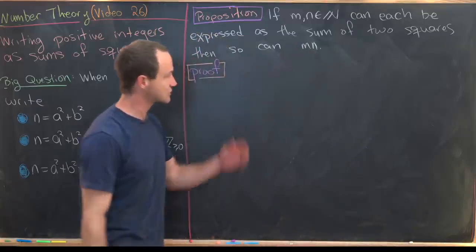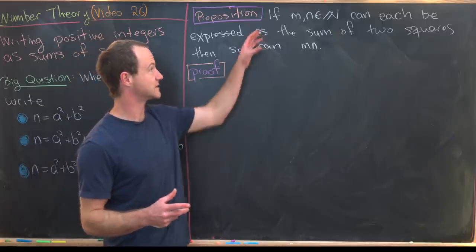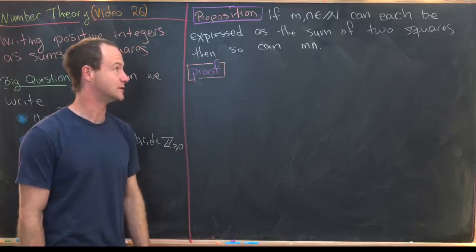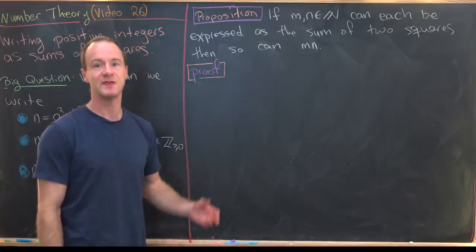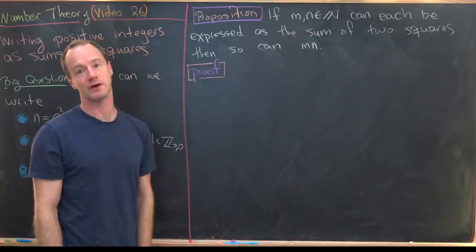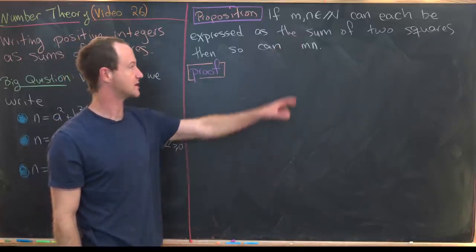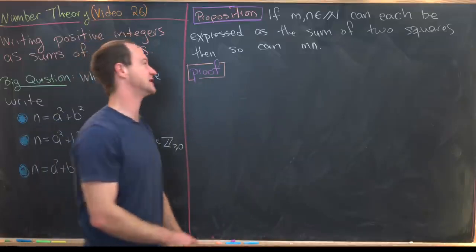Okay, so the first result that we'll prove is that the set of numbers that can be expressed as the sum of two squares is closed under multiplication. That is, if m and n can each be rewritten as the sum of two squares, so can m times n. Okay, so let's dive into this proof.